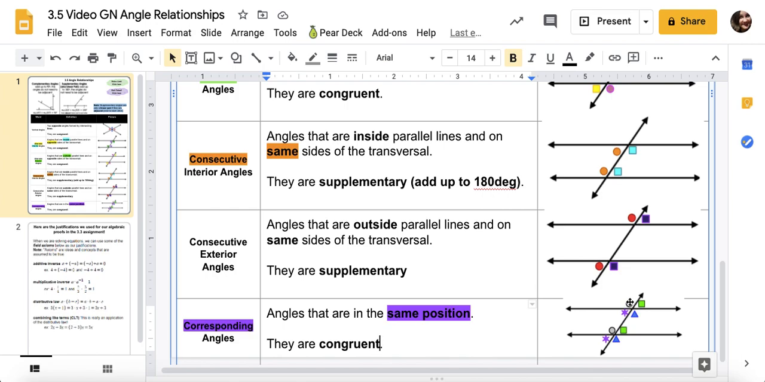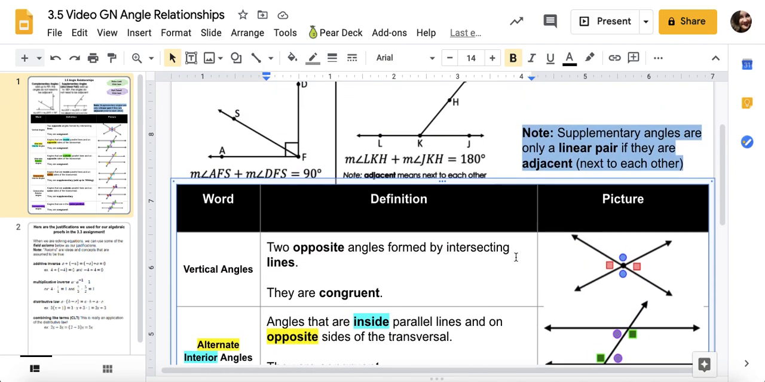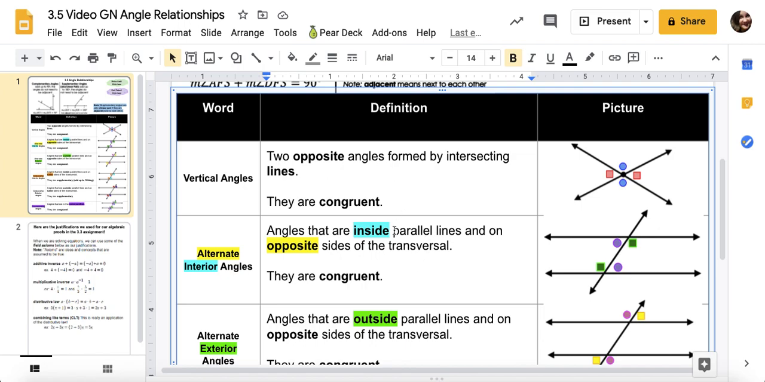So the gray circle is the top left angle. It's congruent to the top left angle of this cluster. The green square is the top right angle of this cluster, and it's congruent to the top right angle in the bottom cluster. Those are going to be corresponding angles. If we were to cut this out and move it over and lay it on top of this cluster, all of those angles would be congruent. They would match up.